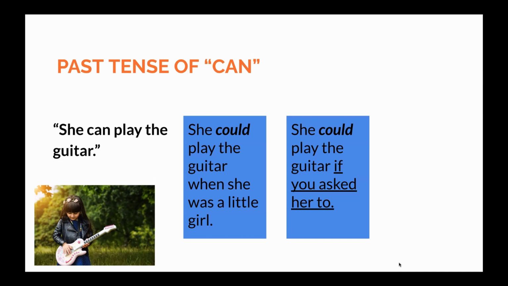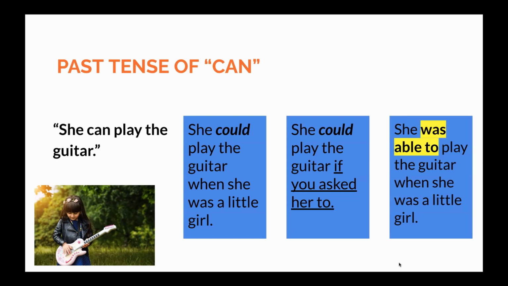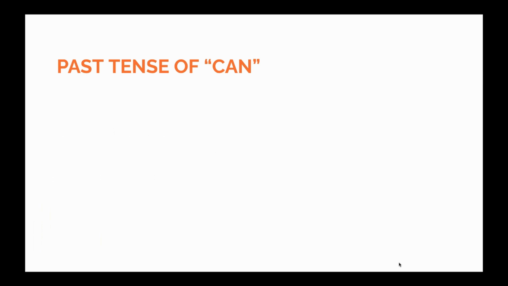So what should you do instead to avoid this situation? My recommendation: use able to. She was able to play the guitar when she was a little girl. The use of the expression be able to, conjugated of course, really helps us know that you're speaking in the past in this case. So what about the negative form?